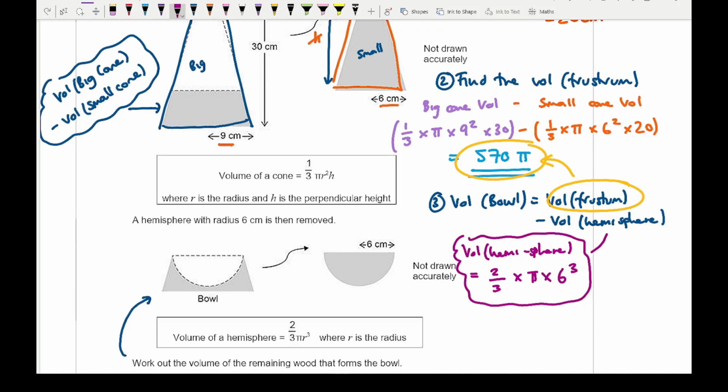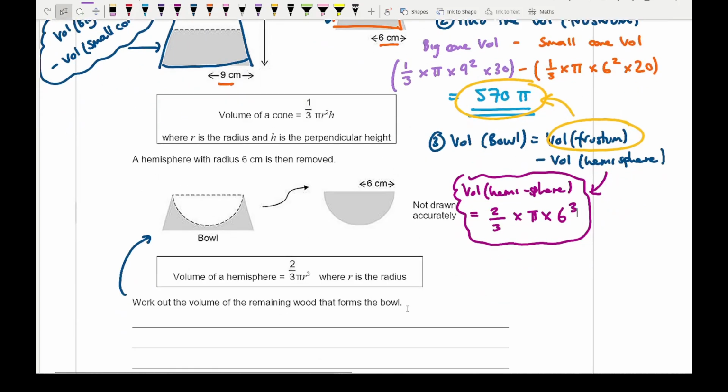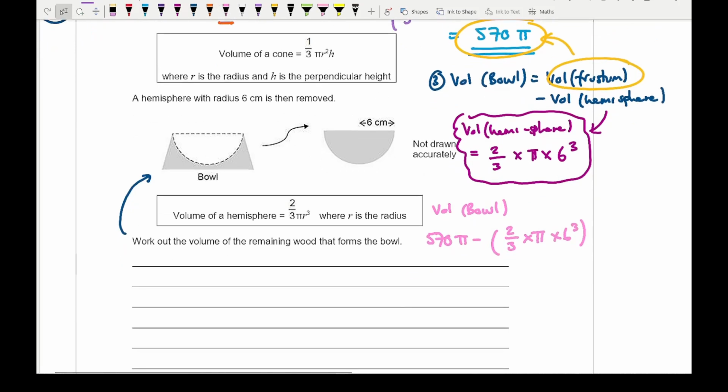So then to find the volume of the bowl, it's going to be 570 pi minus 2/3 times pi times 6 cubed. And again, if I type that all into my calculator, I get an answer of 426 pi, and that's going to be in centimetre cubed.